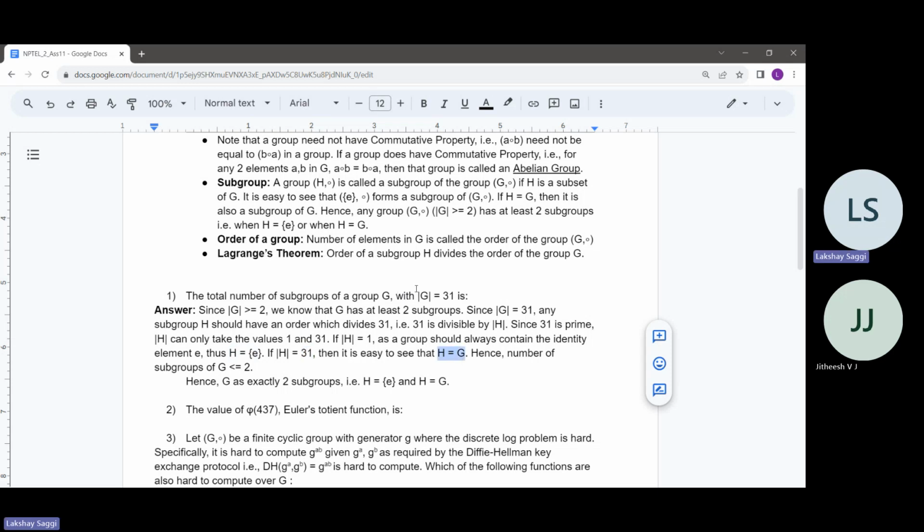So note that if the order of G is prime, then the number of subgroups of G will be exactly 2. But if it is not prime, then it can be more than 2. Just keep this in mind. So this is the correct answer, maybe I should underline this. We are done here: G has exactly two subgroups, which are H equals E and H equals G.